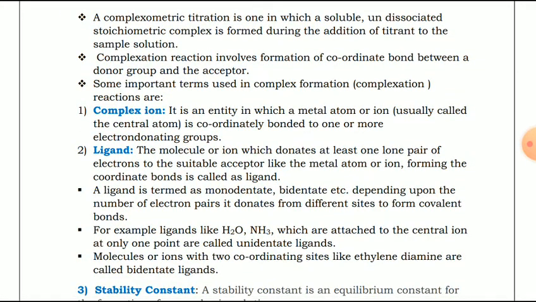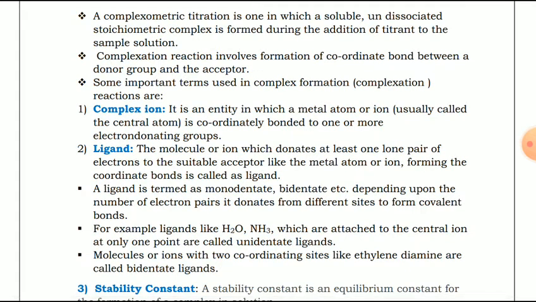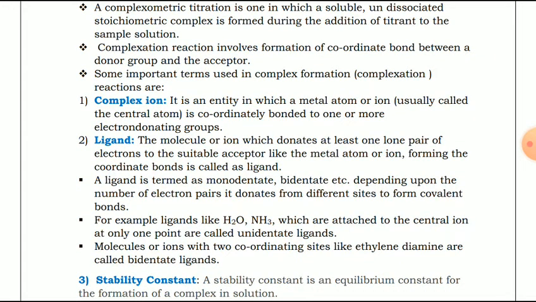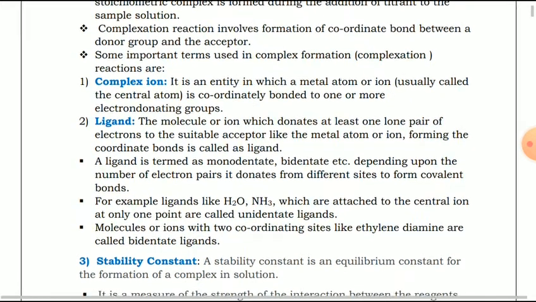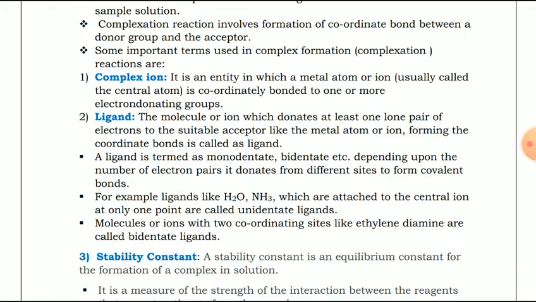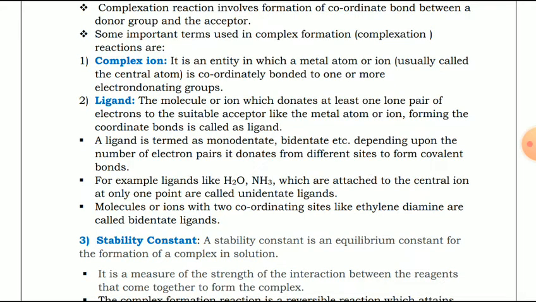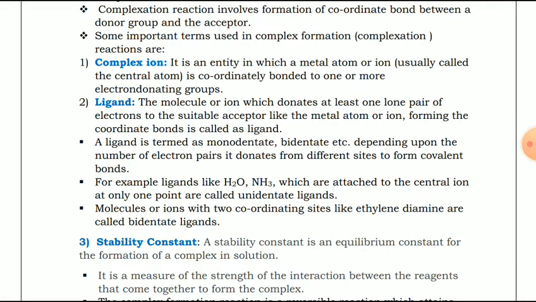Then the third term is the stability constant. A stability constant is an equilibrium constant for the formation of a complex in a solution. Another definition is that it is a measure of the strength of the interaction between the reagents that come together to form the complex. This is the stability constant.